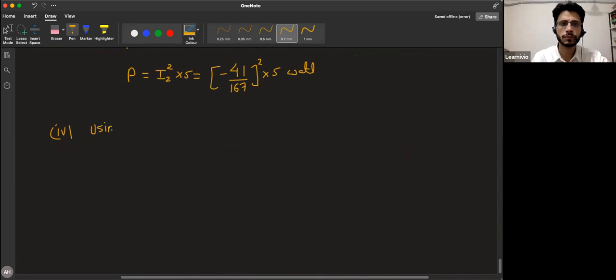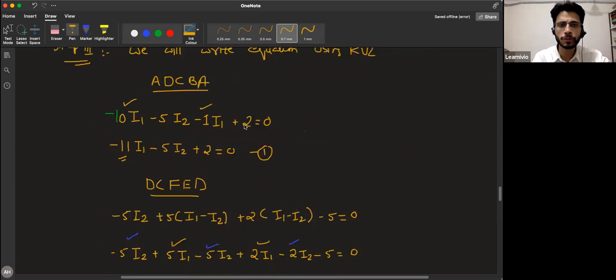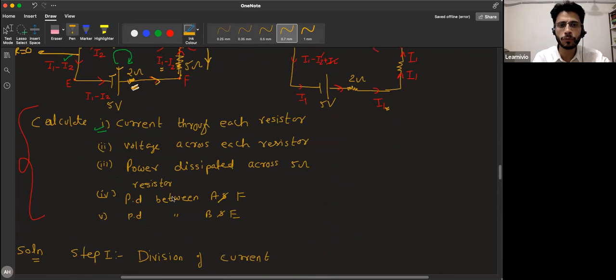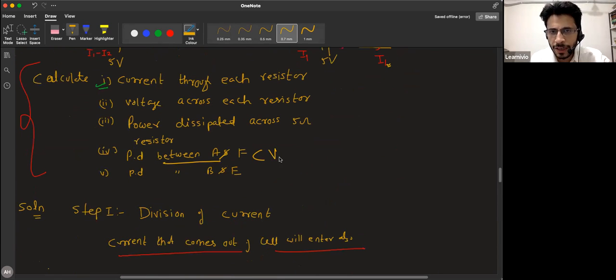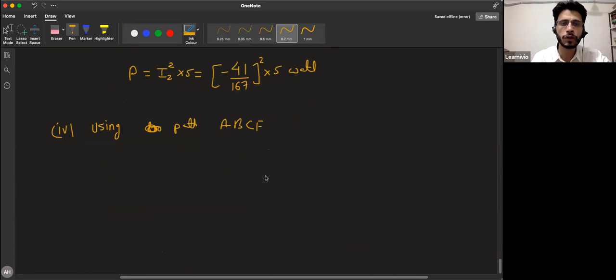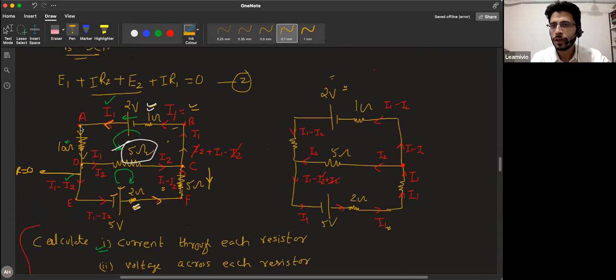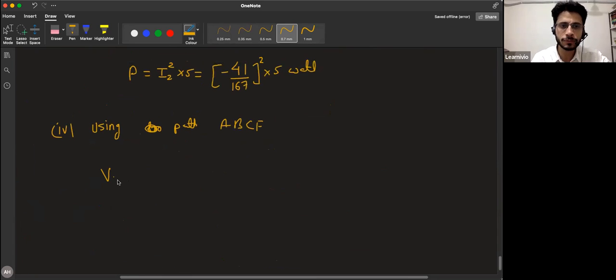I'm choosing an open path, not a loop. A, B, C, F. So what are you supposed to calculate? You are supposed to calculate the potential difference between A and F. Potential difference means he's asking you to calculate VA minus VF. You need VA minus VF. To calculate VA minus VF, we will start from this point A. The potential at point A is VA.